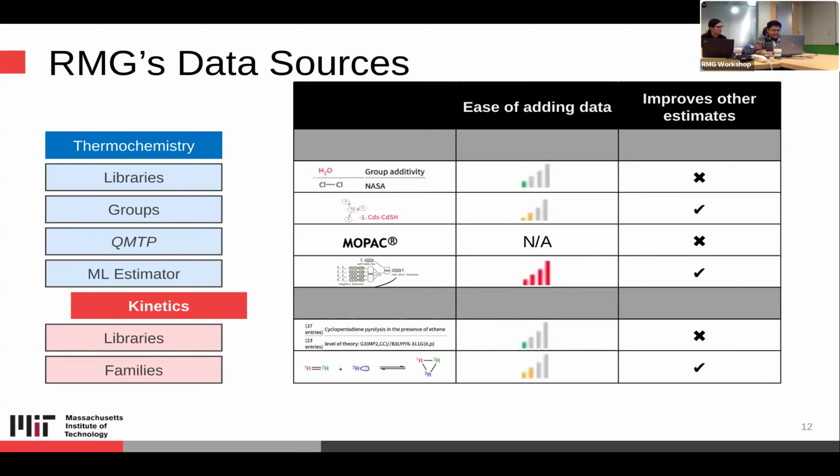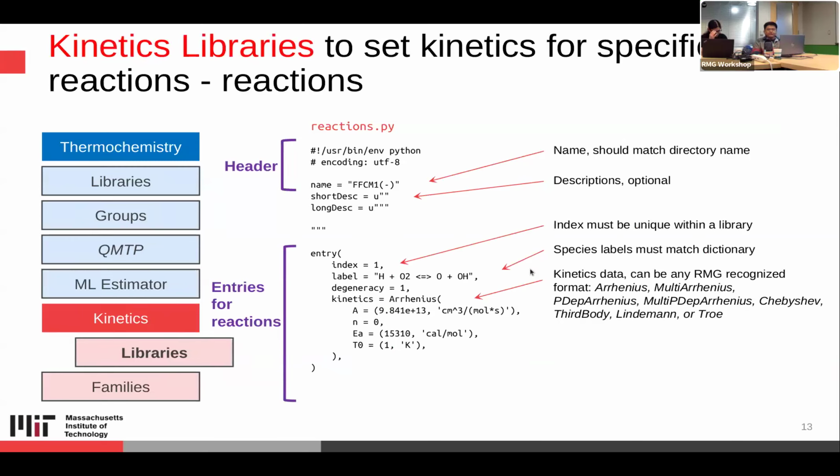What we'll look at next is kinetics. For kinetics, we have the libraries and the families. Libraries are defined also in a pretty straightforward way. There's a header, and then you have the entries. As we mentioned before, instead of adjacency lists for each of the reactants, you'll have to define those separately in a dictionary, which has the adjacency lists. And for the kinetics data, you can include any of the following: Arrhenius, multi-Arrhenius, P-dep Arrhenius, multi-P-dep Arrhenius, Chebyshev, third body, Lindemann, or Troe.